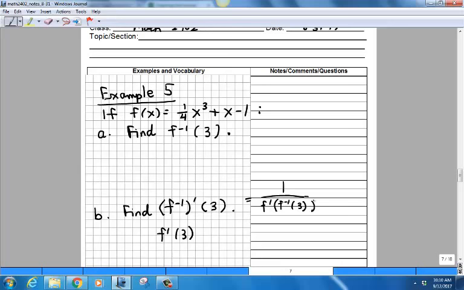How am I going to figure out what f inverse of 3 is? Y'all have any ideas there? 3 equals 1/4 x cubed plus x minus 1, solve for x. That would be one way.